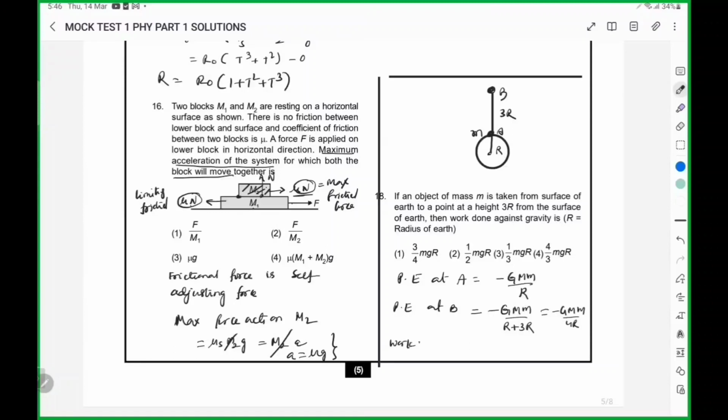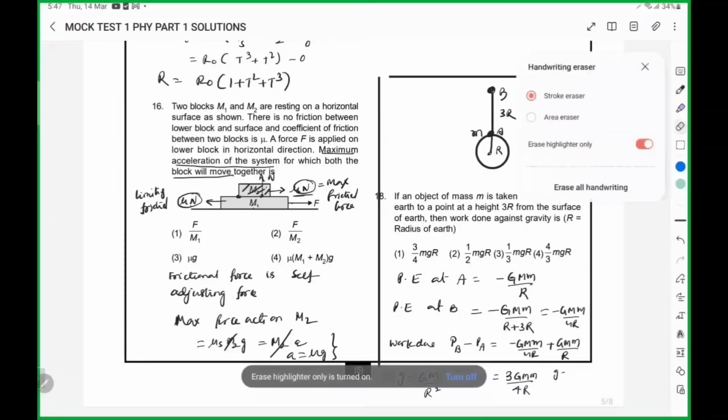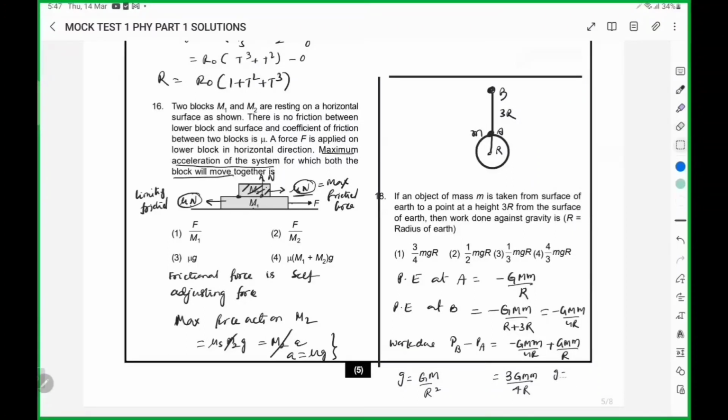So the work done is the potential energy at B minus the potential energy at A. So plus GMm by R, which is 3GMm by 4R. We know that g is GM by R square. So this is equal to gR square into m by 4R. It cancels, so 3 by 4 mgR.